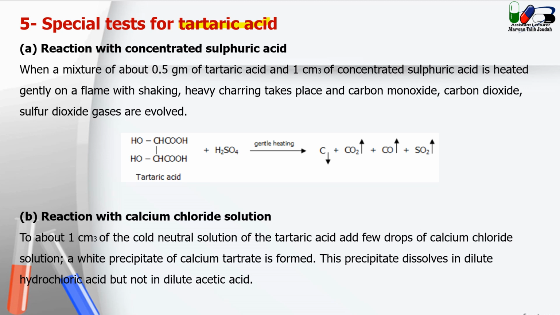So we will be mixing up 0.5 grams of the tartaric acid with 1 ml of concentrated sulfuric acid and then heated on the flame, but it must be gently heating. Okay, heavy charring takes place and carbon monoxide, carbon dioxide, and sulfur dioxide gases are evolved.